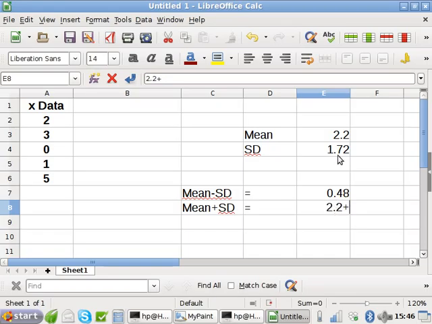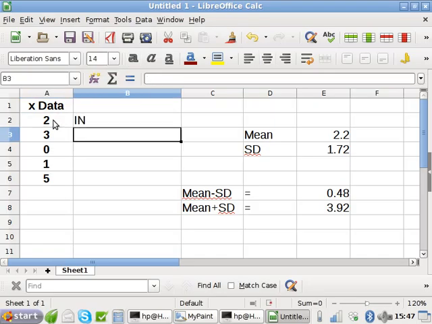2.2 plus this number. So can you just picture that in your head? 0.48 to 3.92. Picture those as two ends, okay? Is this number within that range? It is, isn't it? So we'll say that's in, this number, in, this number, out. Yeah, this one in and this one out.